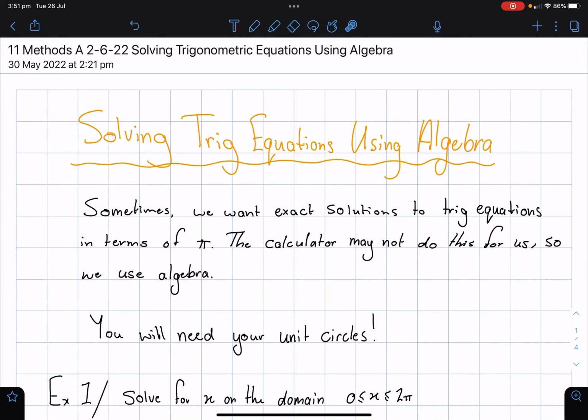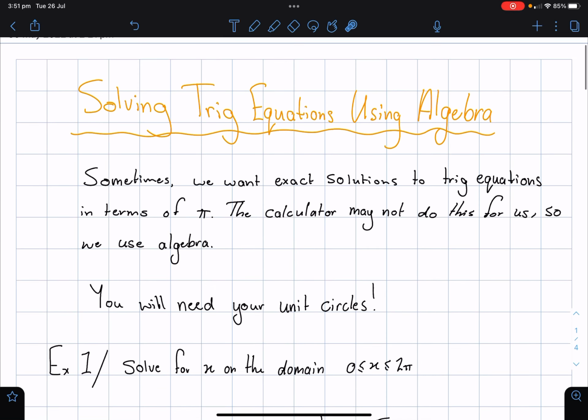So today we're going to be looking at solving trigonometric equations using algebra and our unit circle. Given that, if you do have a unit circle handy, please grab it out because you will be using it. Often our calculator might not do this for us exactly in terms of pi. Most modern day calculators will do this for us, but it is also really good to know how to do it by hand.